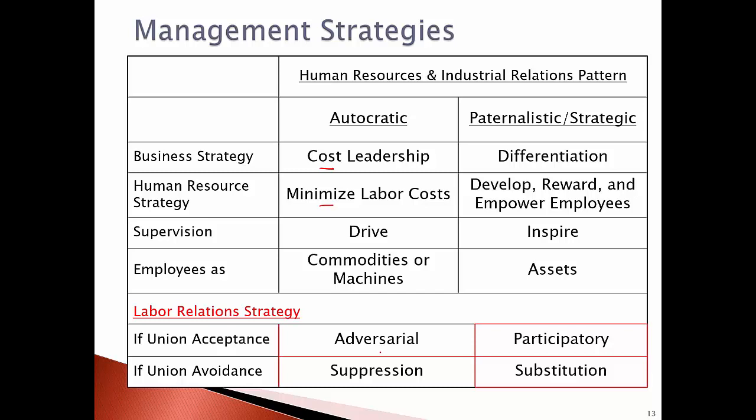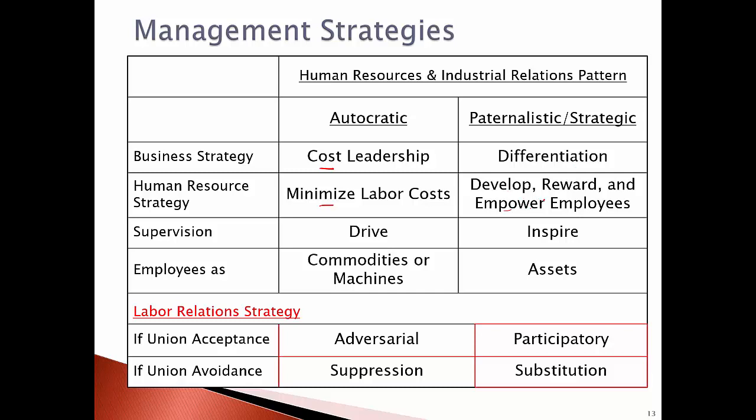If the union is not in, the company would take a very suppressive role in an attempt to not allow a union to come into the workplace to begin with. The other side of the coin here is a more paternalistic or strategic perspective. These companies tend to focus on differentiation. In other words, trying to make our company or product or service different from our competitors. The human resource strategy sounds more like what you would have heard in Business 305 with Prince.